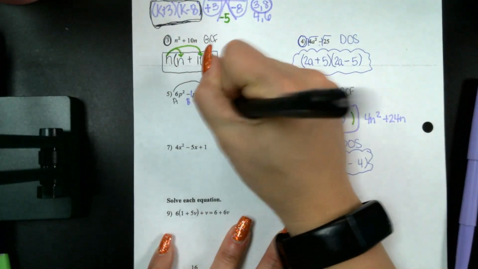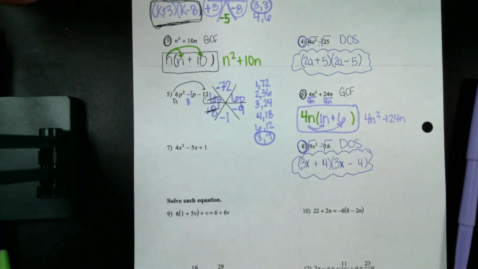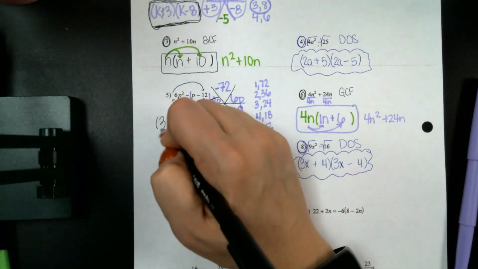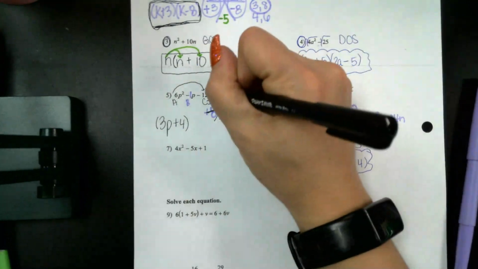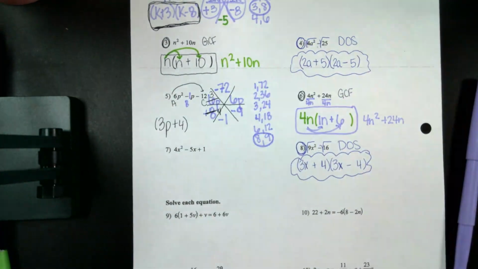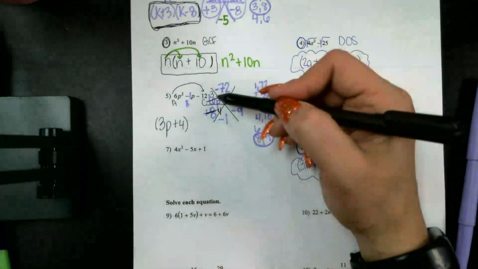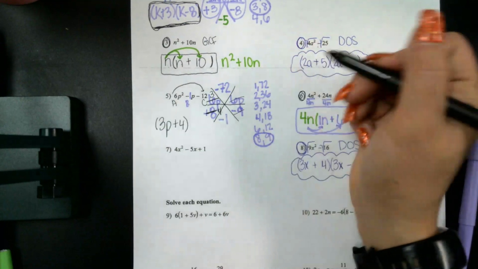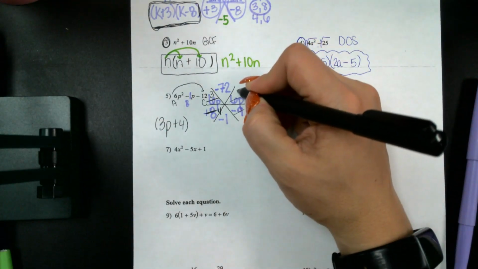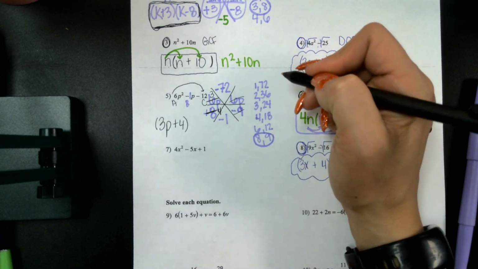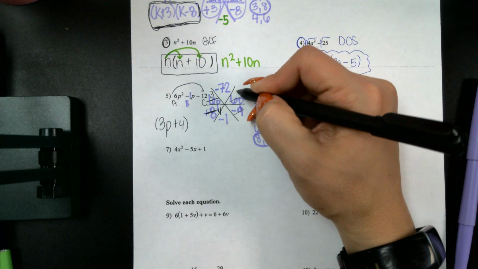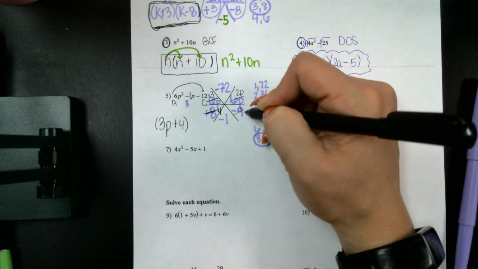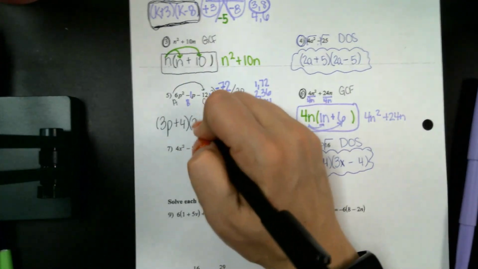What are 6 and 8 both divisible by? 2? I heard somebody say 2. Okay, so if you cut them both in half, what do you get? You get 3p plus 4, because that's what you'd read it going up and down. This one over here, what are 6 and 9 both divisible by? 3. So 6 divided by 3 is 2p, and then this is minus 3. So 2p minus 3.